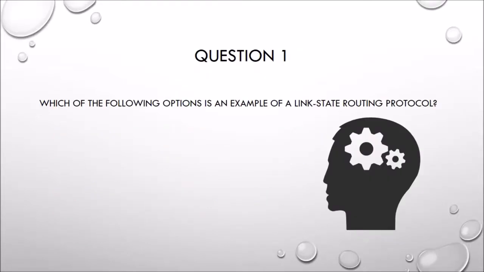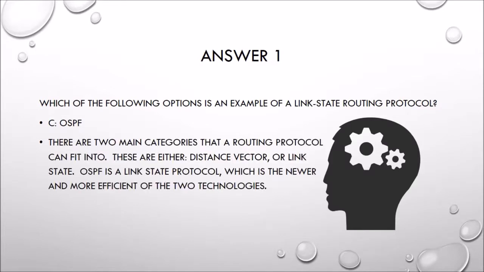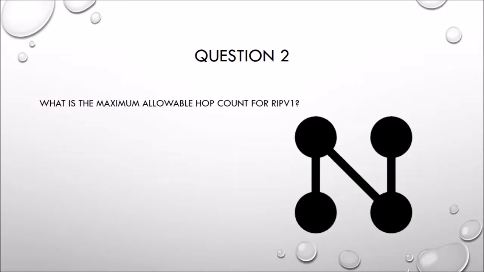Question 1. Which of the following options is an example of a link state routing protocol? Is it EIGRP, RIP, OSPF, or ARP? And the answer is C, it's OSPF. There are two main categories that a routing protocol can fit into, and there are some in the middle, but two main categories. And these are either distance vector or link state. OSPF is a link state protocol, which is a newer and more efficient technology.